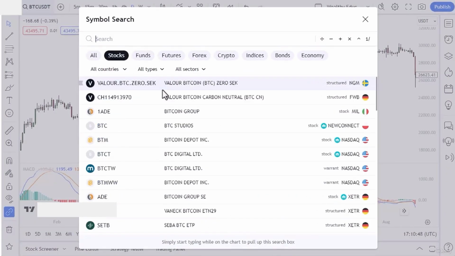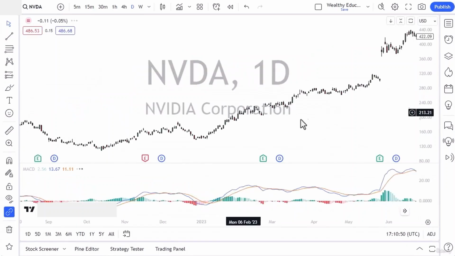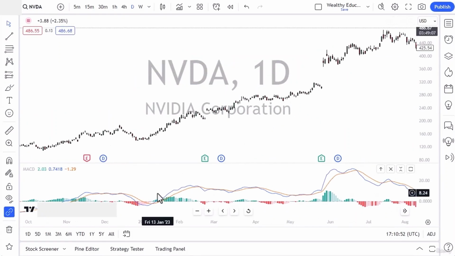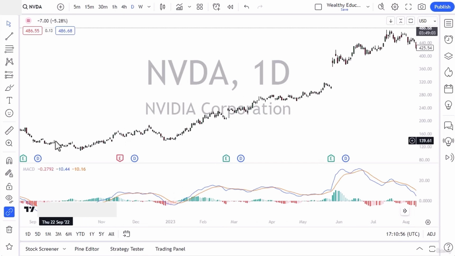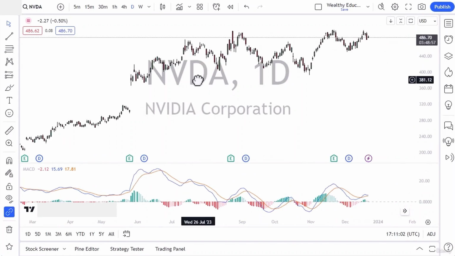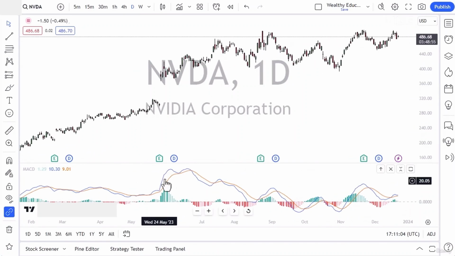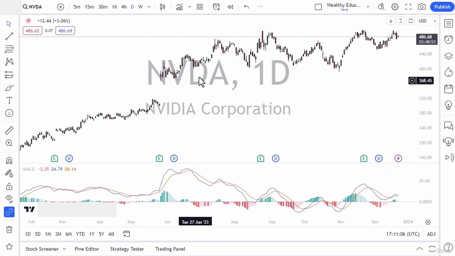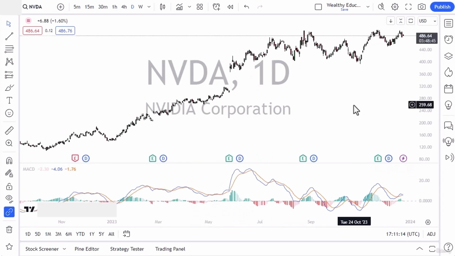Go to stocks. Let's go to NVIDIA, and you can see that we got this cross here right at an area of previous support and resistance. On this cross, it took off and really hasn't looked back since. Now, there's been several times where the market's crossed over, but then saw a drop in momentum only to buy back in.